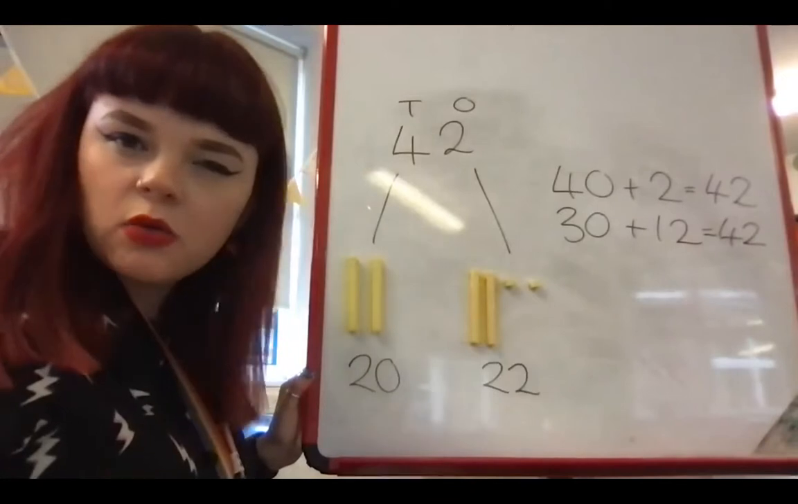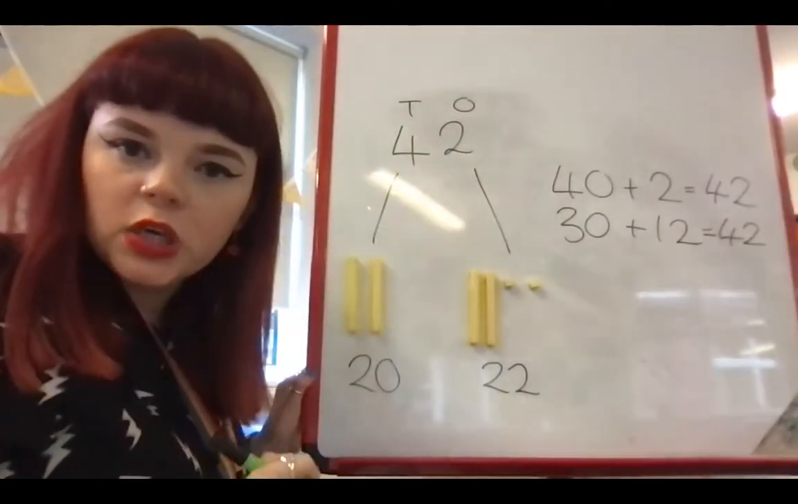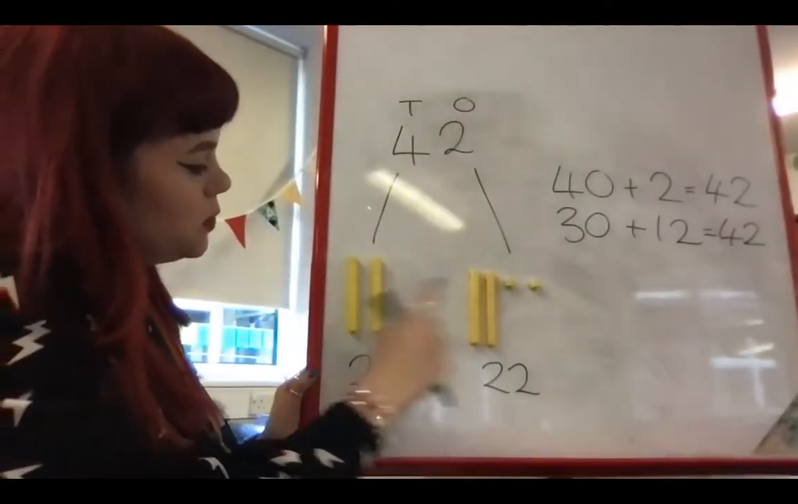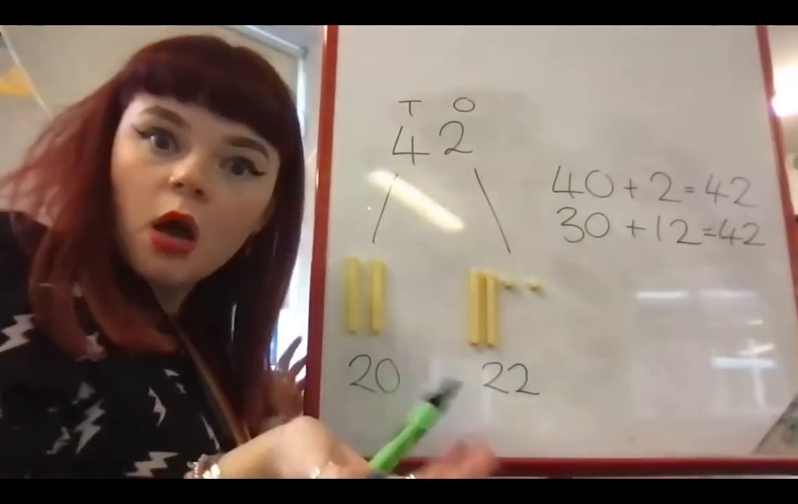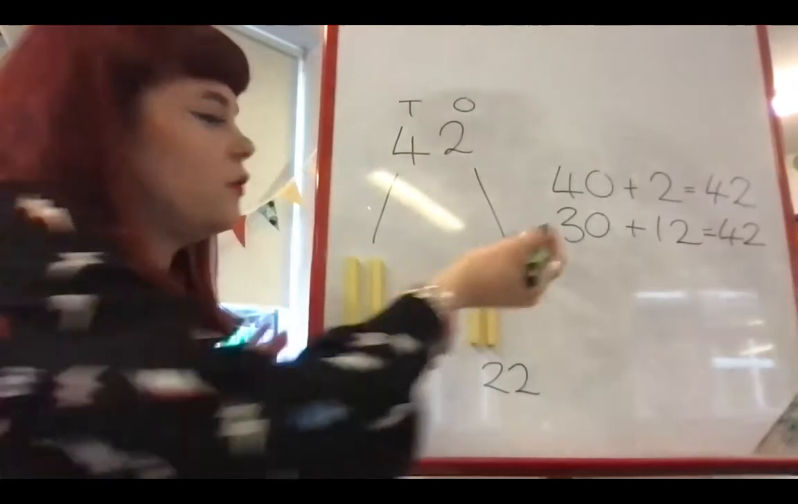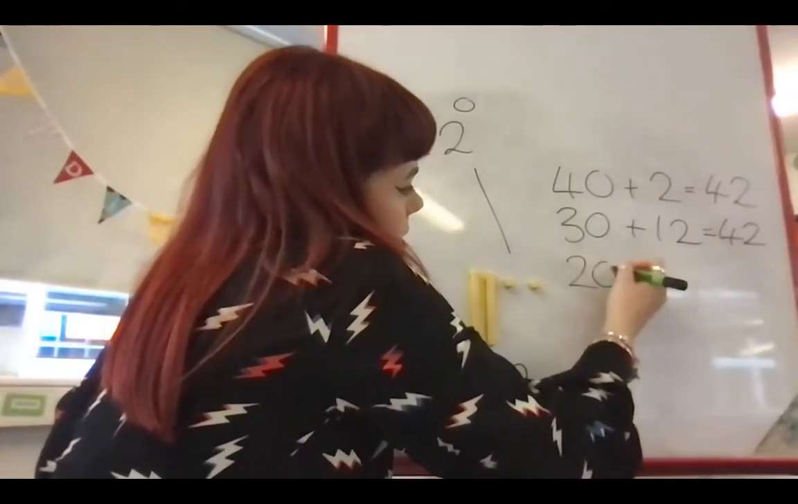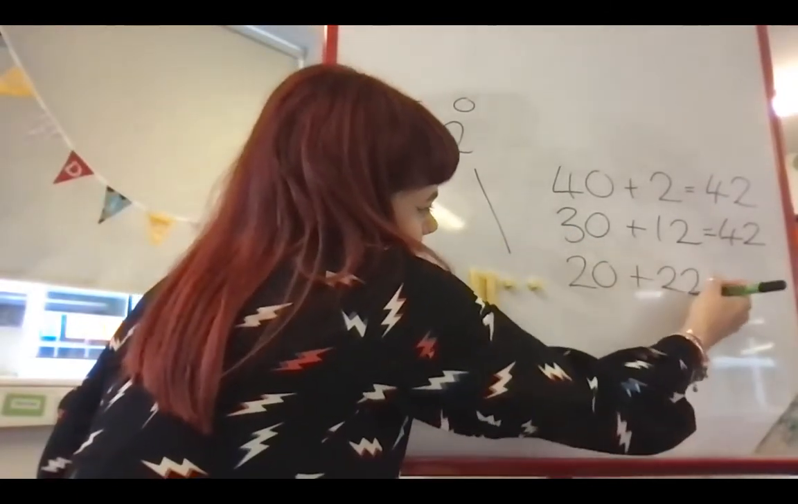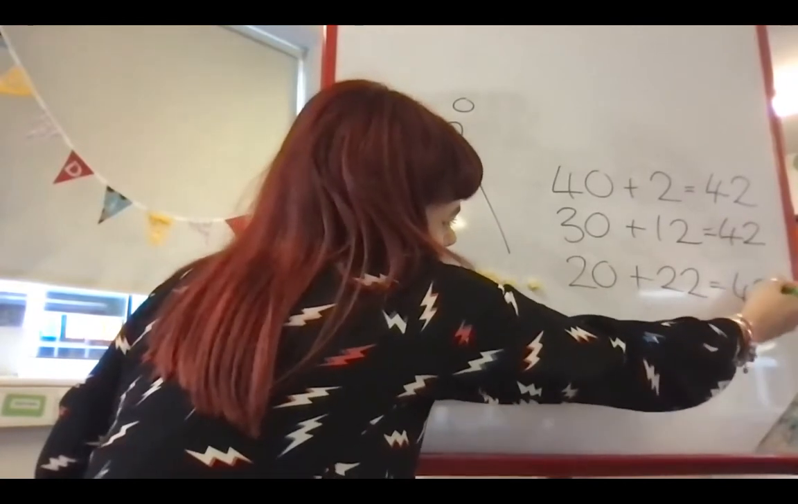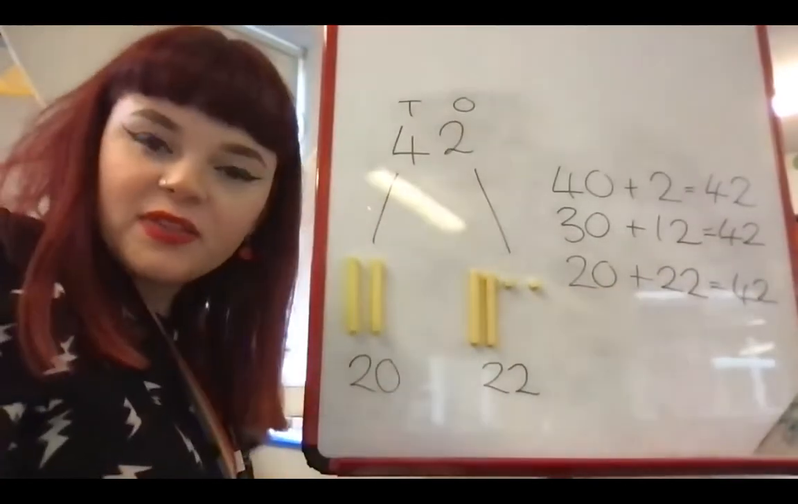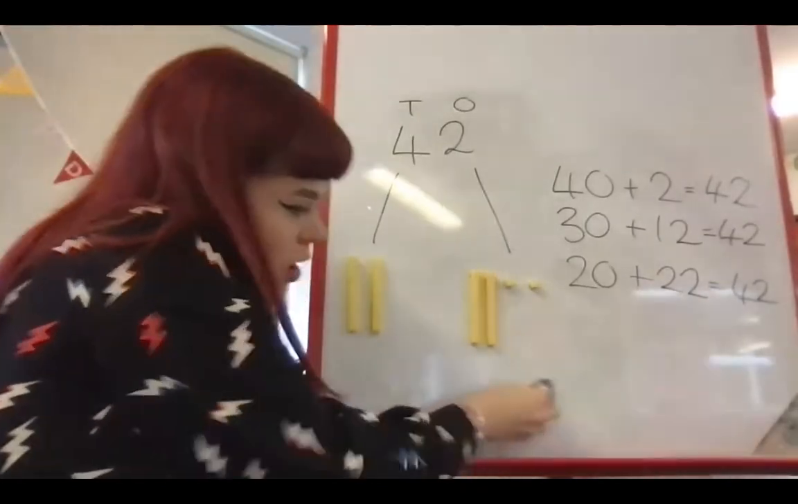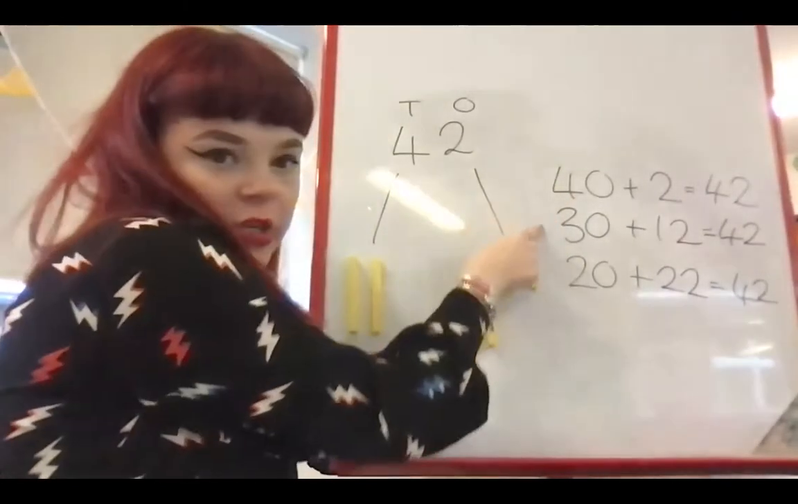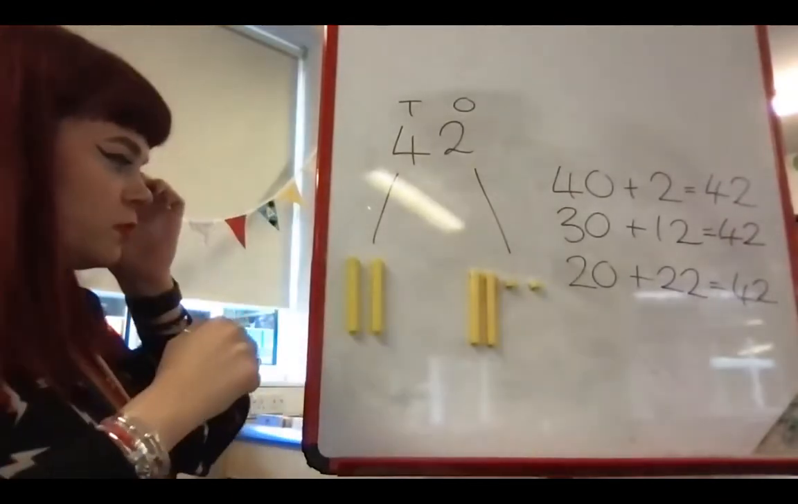Should we check that they still come together to make our whole number of 42? 10, 20, 30, 40, 41, 42. Well, there's another way of partitioning the number 42. We've got 20 add 22 equals 42. Let's see if there's another way. I bet we can find one. Are you starting to see a bit of a pattern in our groups?